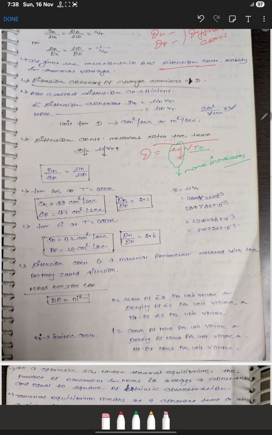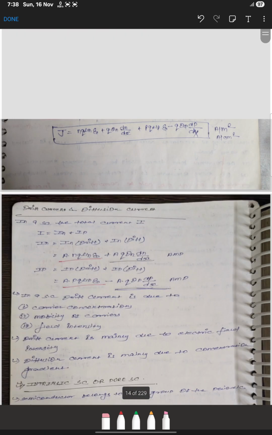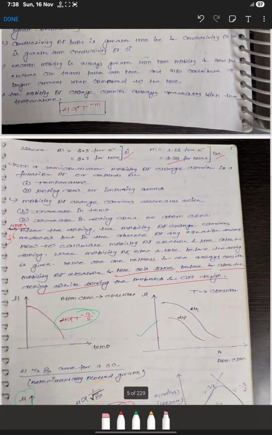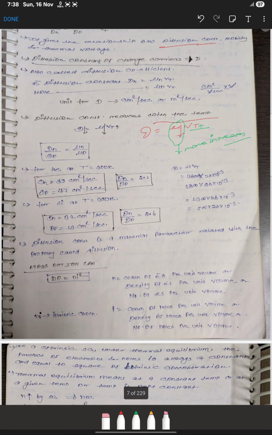How are we saying this? Because D is equal to mu into Vt. So we can put the values of mu n and mu p and get them for germanium and silicon. For silicon at T equal to 300 Kelvin, Dn is equal to 34 and Dp is equal to 13. So Dn upon Dp is 2.6. The diffusion constant is a material parameter related to the property called diffusion.